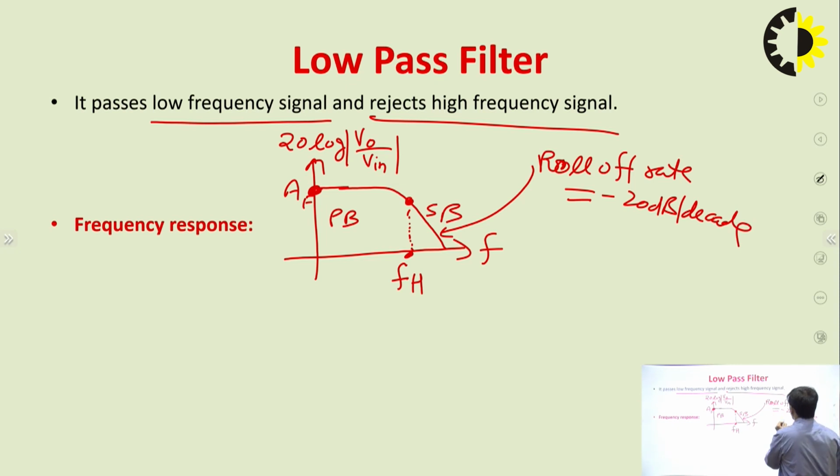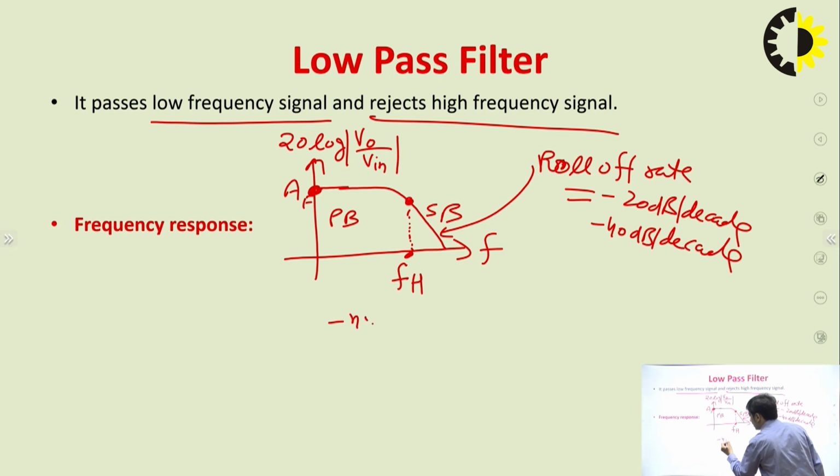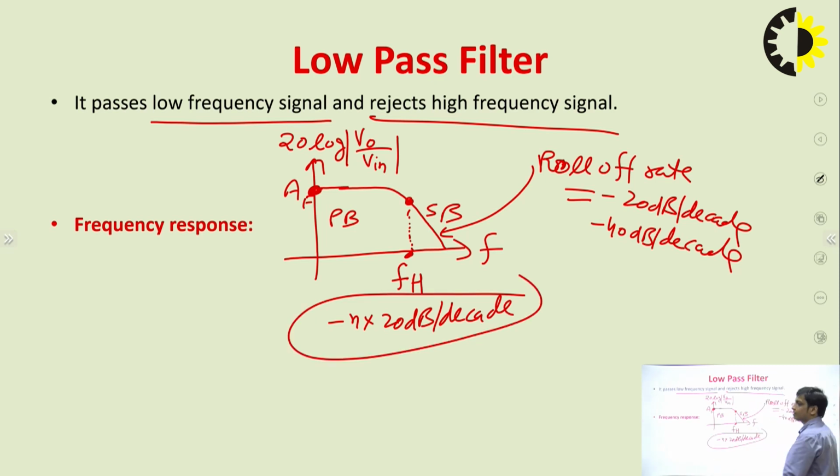If it is a second order low pass filter, then the roll-off rate will be minus 40 dB per decade. If it is a third order low pass filter, the roll-off rate will be minus 60 dB per decade. Or we can say that the roll-off rate is basically minus n into 20 dB per decade, where n is the order of the filter. But here you need to focus on first order and second order filters only, because once you understand first and second order filters, you can design higher order filters.